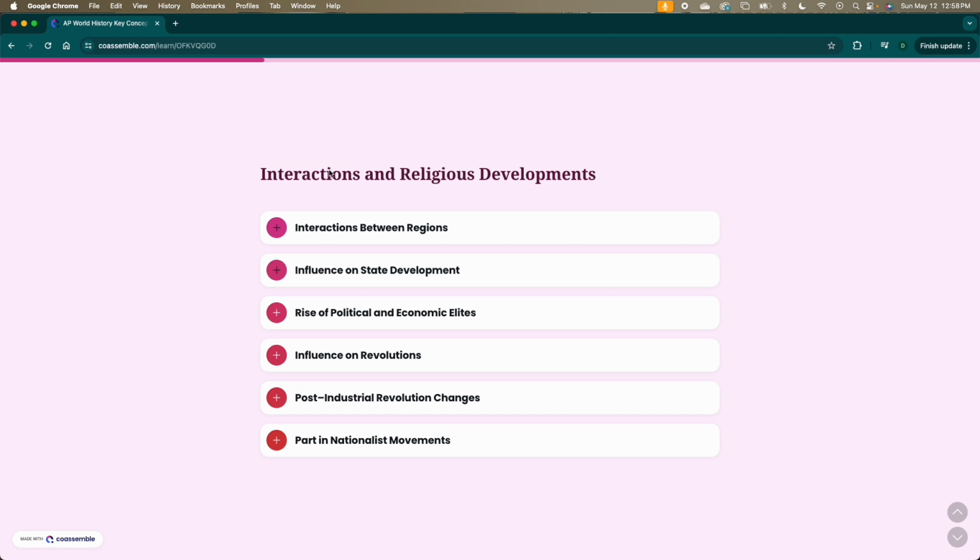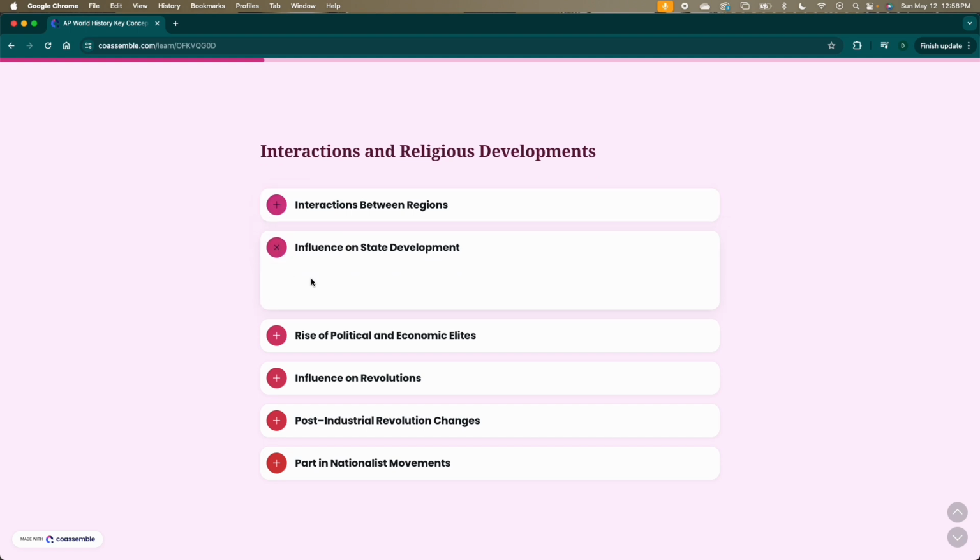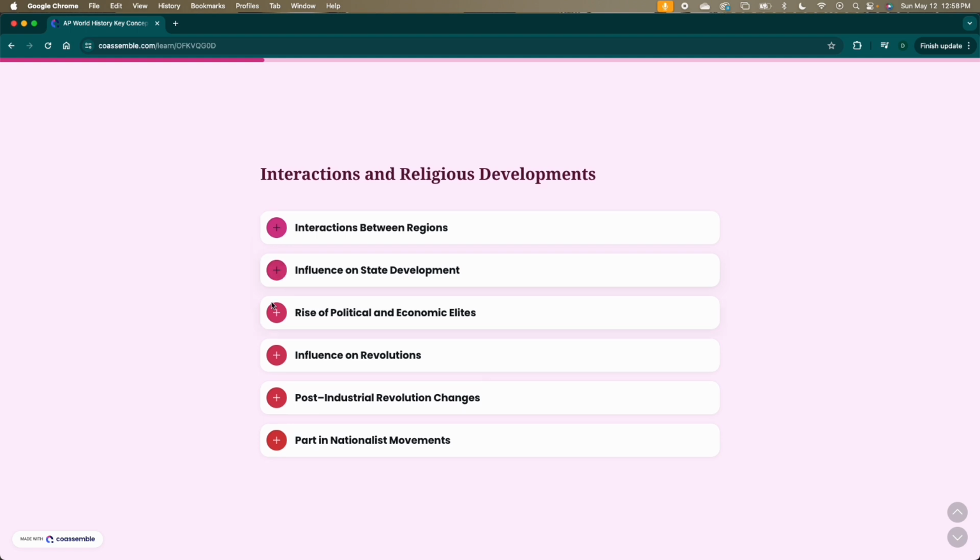So, interactions and religious developments here. Interactions between regions. The varied interactions between different regions and cultures had a profound influence on religious developments, often causing conflicts due to diverse religious perspectives and practices. Once again, the College Board does not care so much that you know the facts as much as that you can relate them using the 3 historical thinking skills. Causation is one of them. Influence on state development here. Religious ideas were utilized by expanding empires as strategies for maintaining power. They helped in centralizing control and expanding influence regionally and globally. Once again, a continuity throughout history.